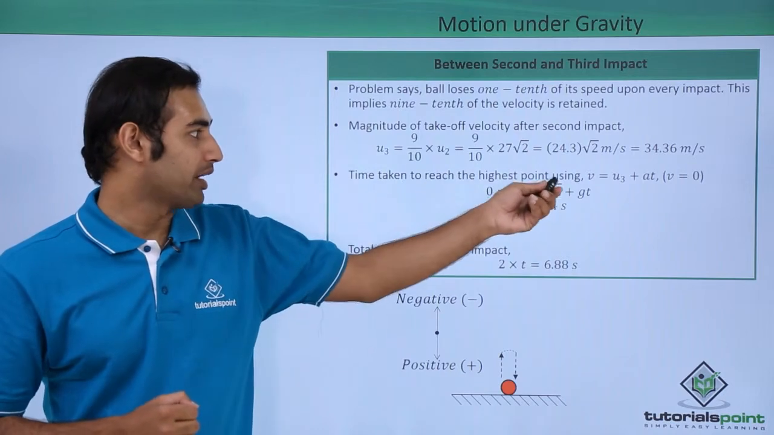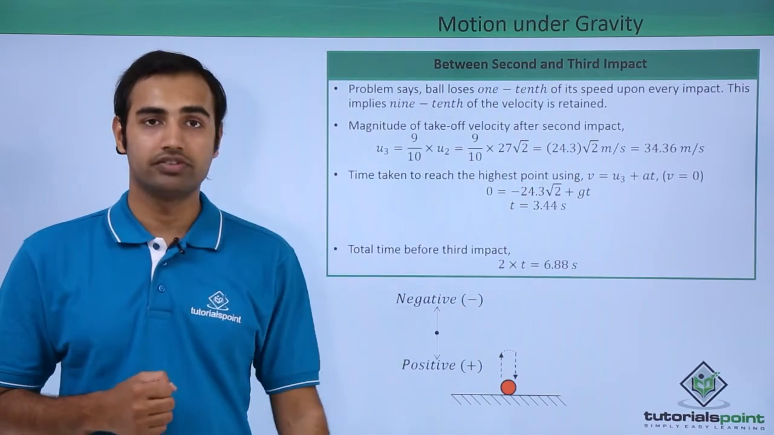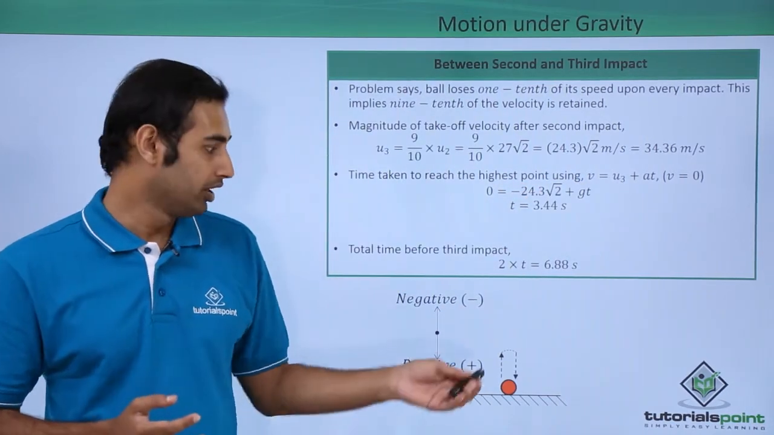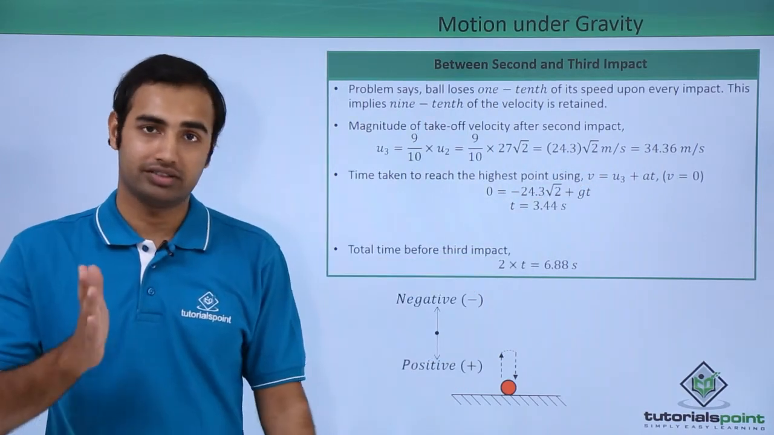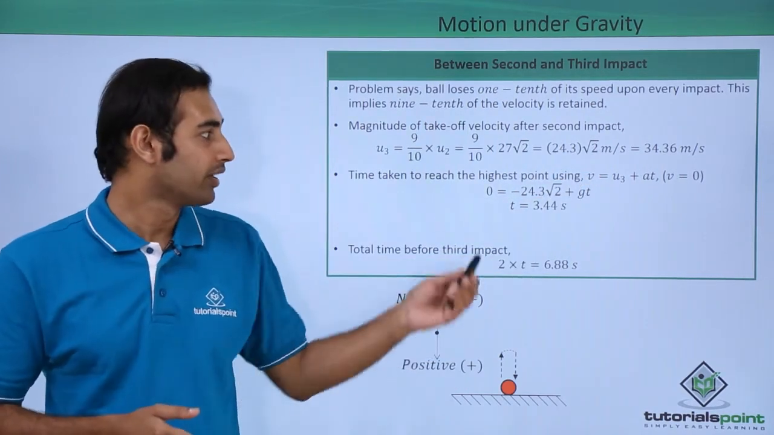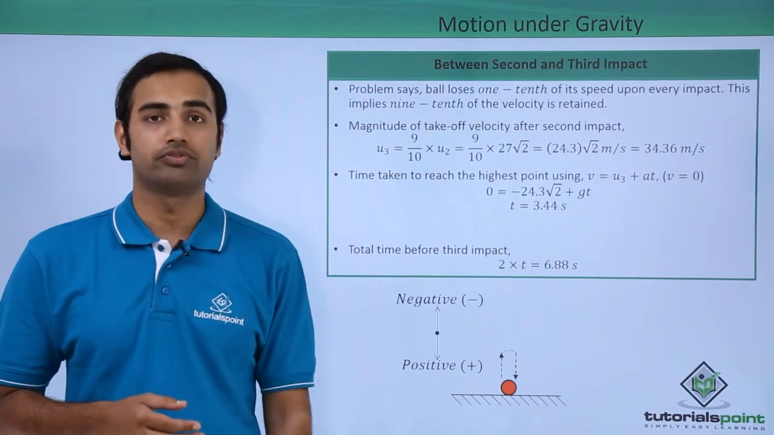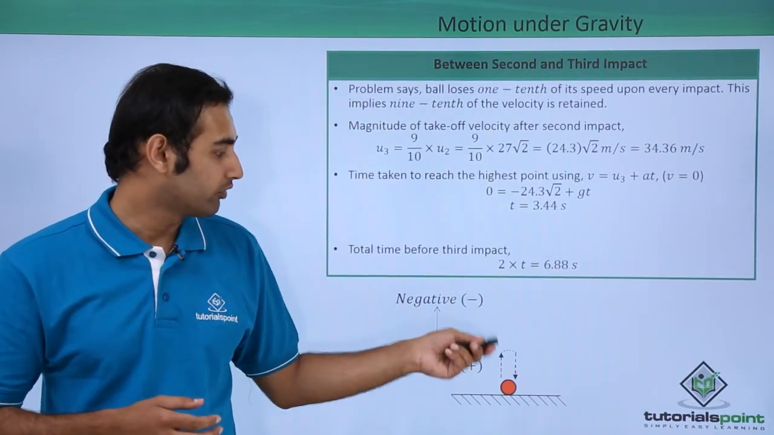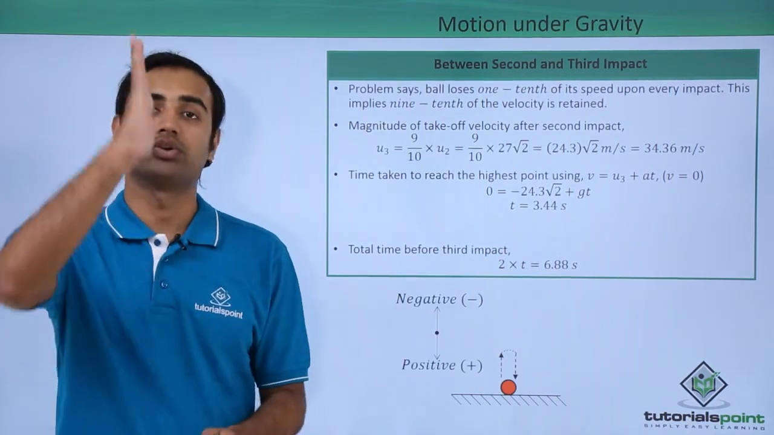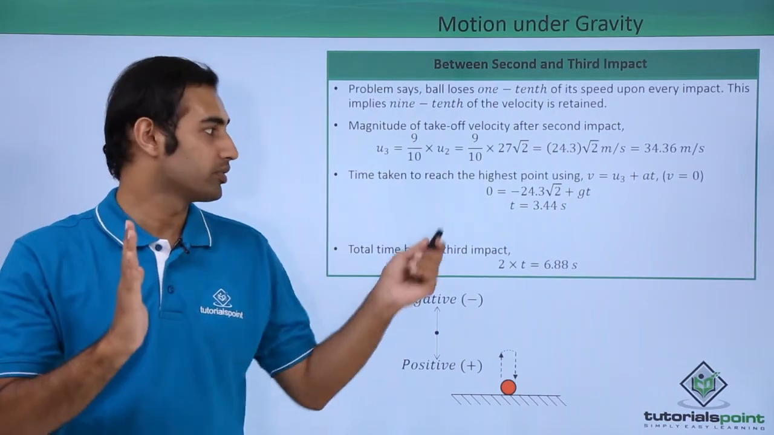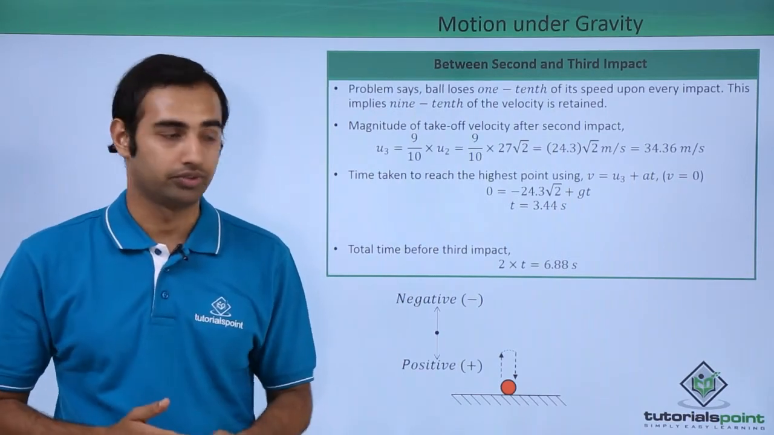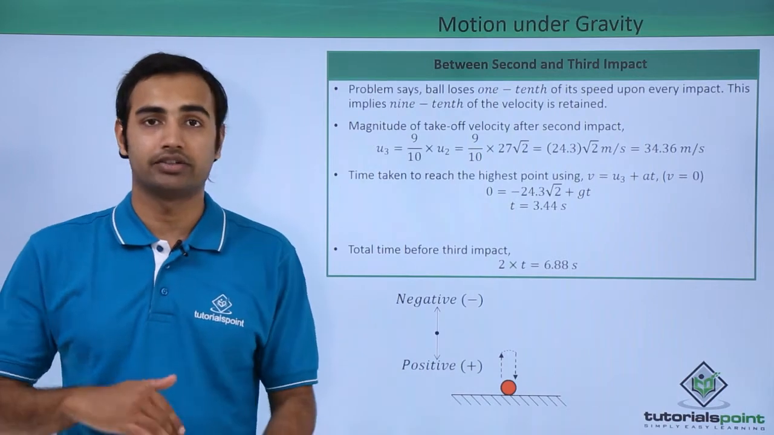Now the time taken to reach maximum height can once again be found as v = u3 + gt. This time the u3 value is 34.36, the velocity after the second impact. The time value comes out to be 3.44 seconds, and the total time of flight is simply twice that, because the ball will go up and come down. Going up is 3.44, coming down is 3.44, so 6.88 seconds total time.